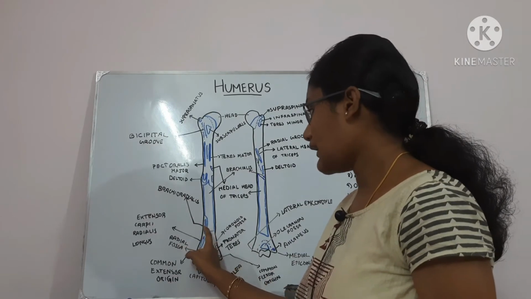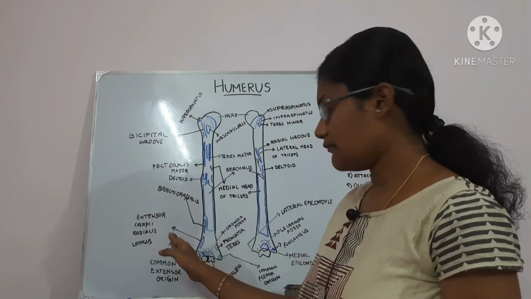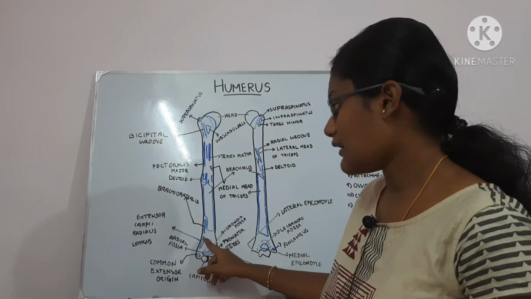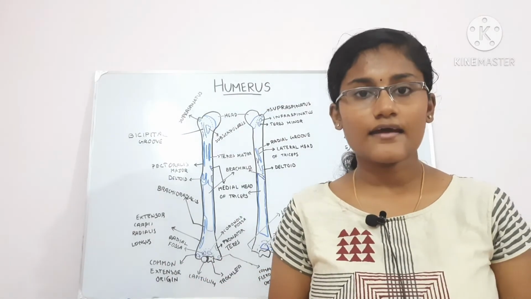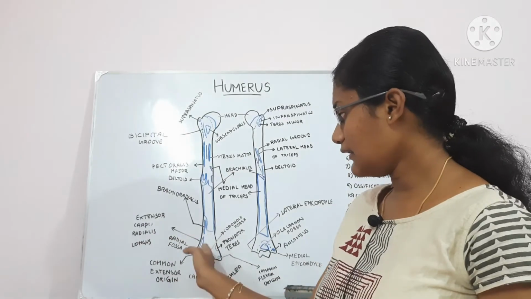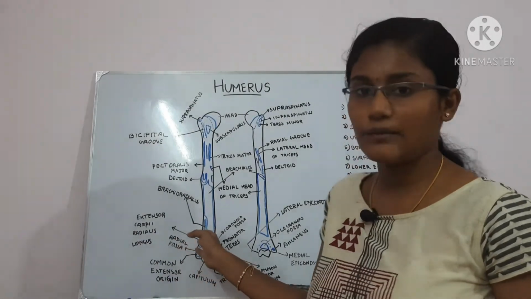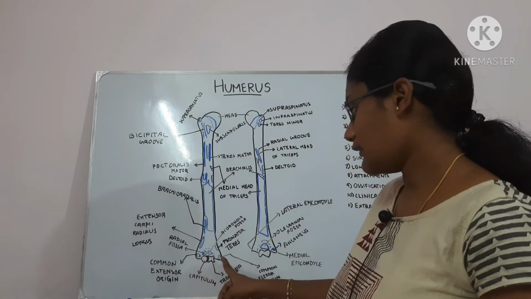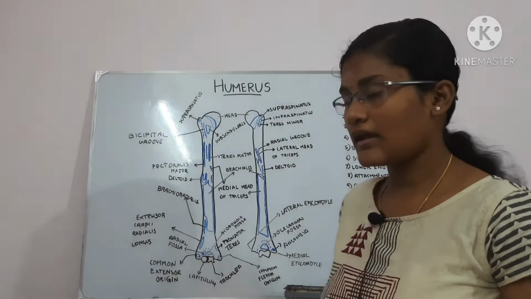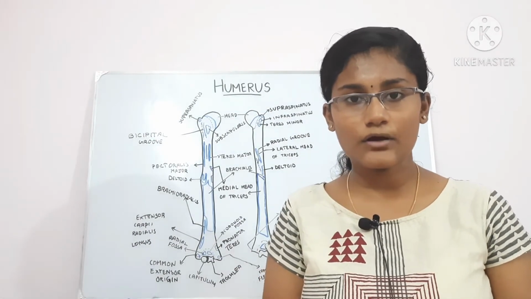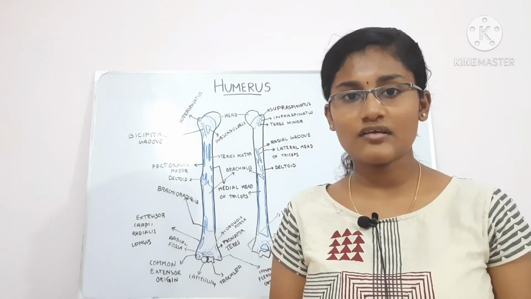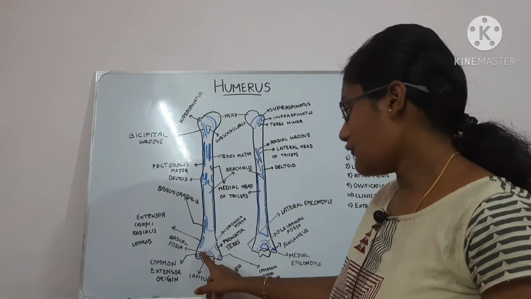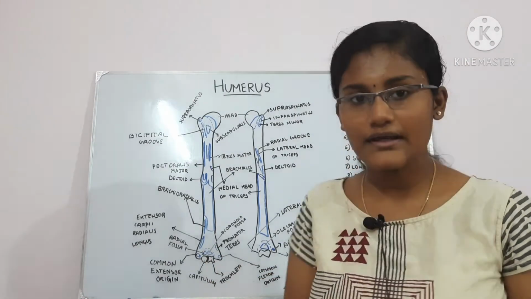This is the brachioradialis muscle, which is present on the lateral border, and this is the extensor carpi radialis longus muscle, which is also present on the lateral border on the lower end on the superior aspect. This is the common extensor origin and common flexor origin. The common extensor origin is present on the lateral epicondyle, and the common flexor origin is present on the medial epicondyle. This is the radial fossa, and this is the coronoid fossa, which was already explained before.